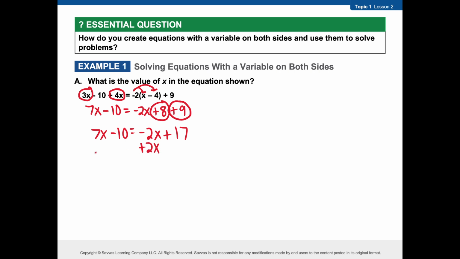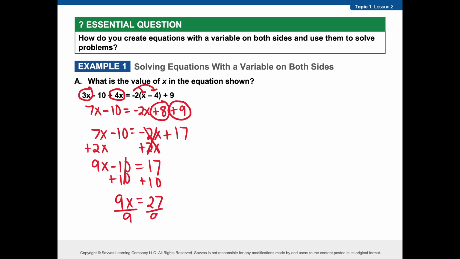Getting rid of a negative 2x, add positive 2x to both sides. 7x and 2x, 9x minus 10 equals this completely canceled out, positive 17. Add 10 to both sides. 9x equals 27. Divide by 9. And x equals 3.